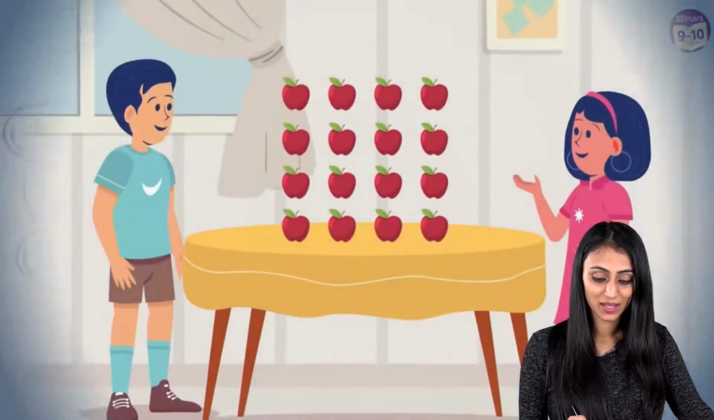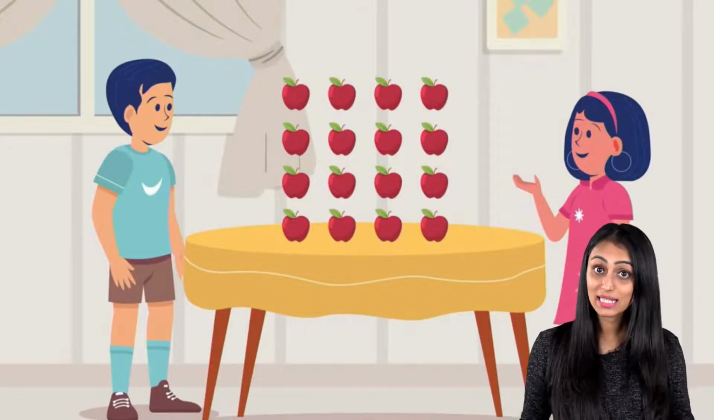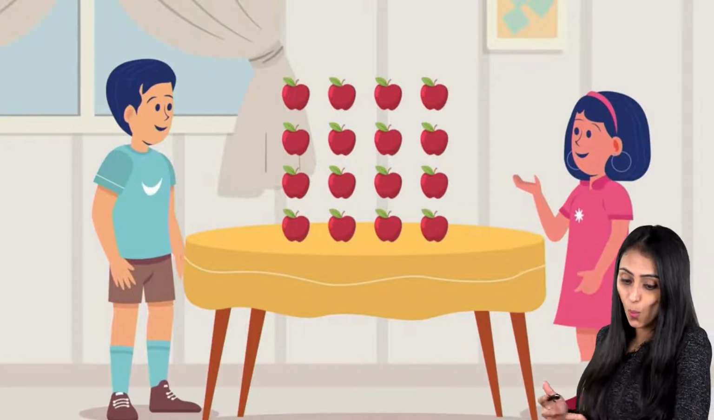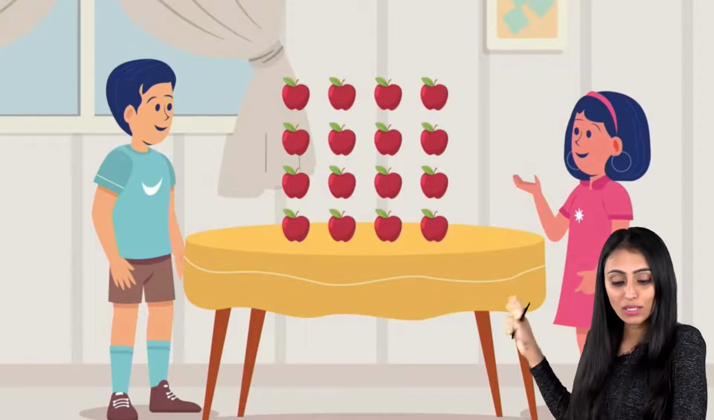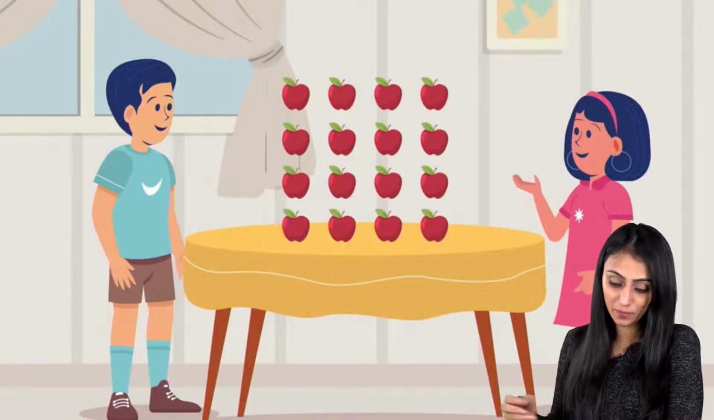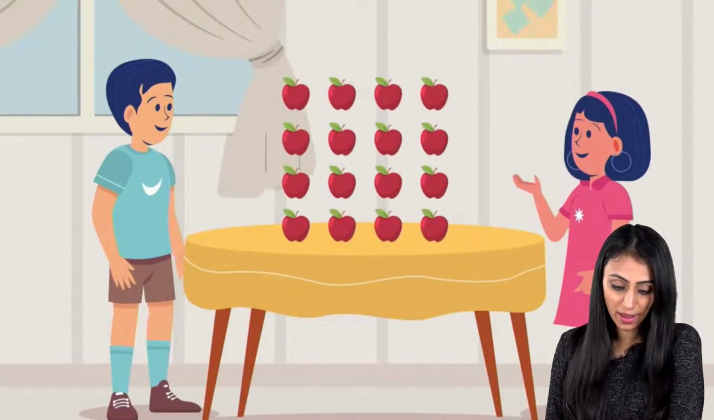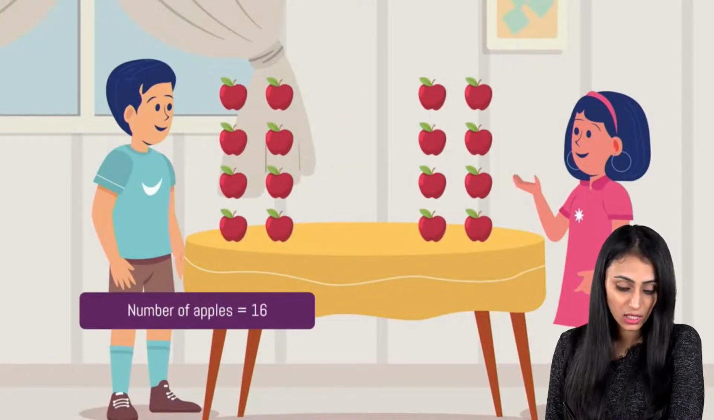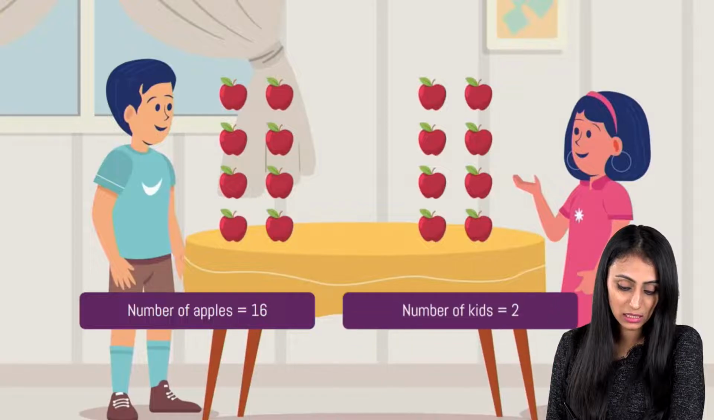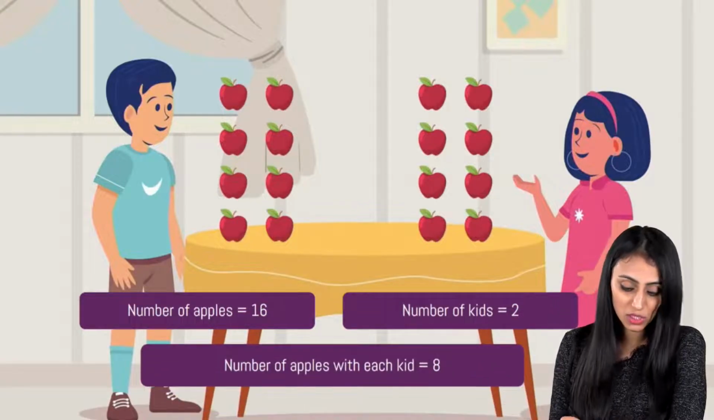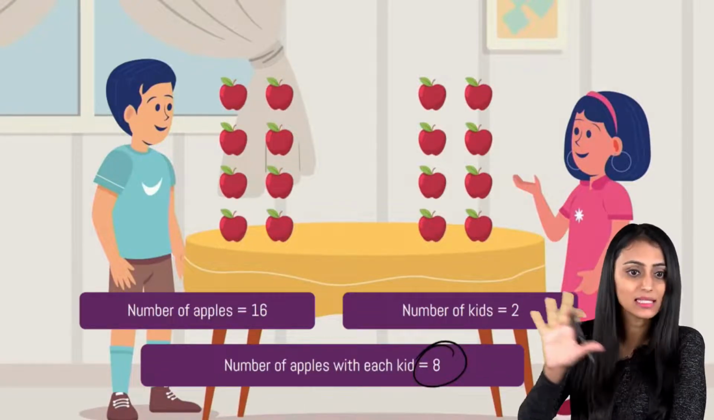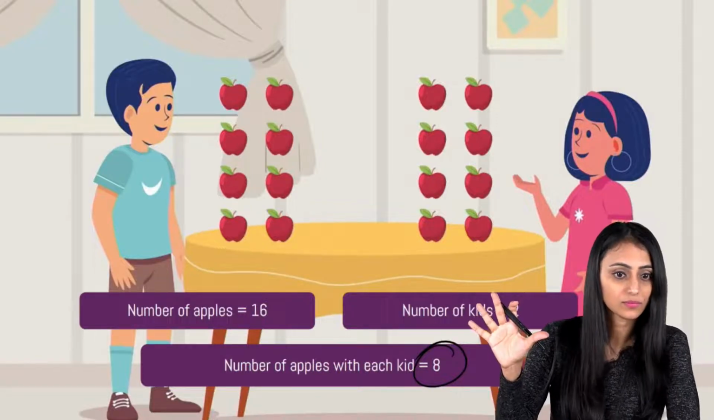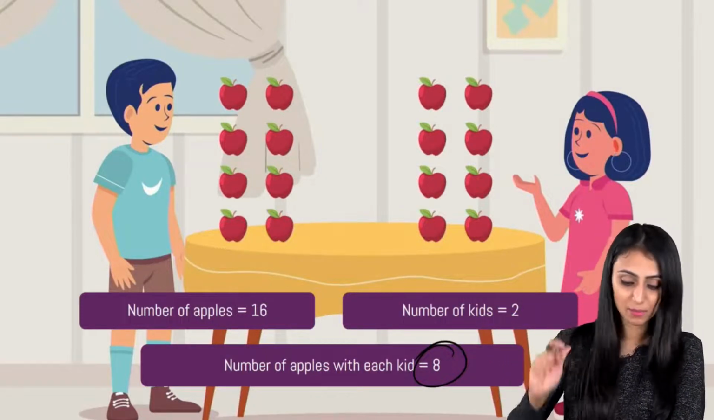Again, we can see these two kids here. What we can see is that they have got 16 apples, right? Now they're discussing, if we try to divide these 16 apples amongst us, that means the total number of apples is 16 and the number of kids is 2. So each one of them is going to get 8 apples. That's easy, right? That is a very simple question.